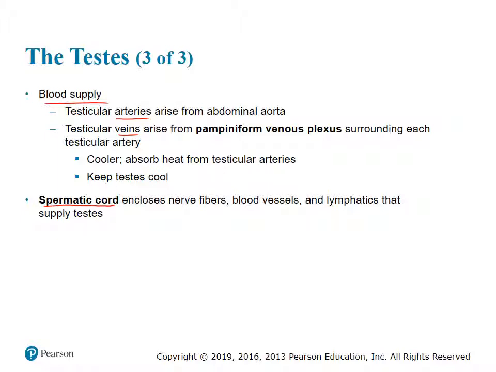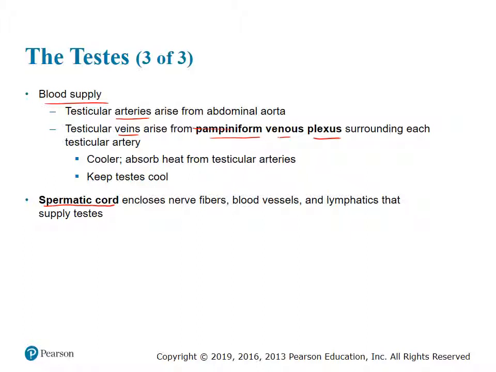So we know that the testicular arteries feed the oxygenated blood there, and the veins actually go into this network, and we call this the pampiniform venous plexus, but that's the network of veins that actually pull this heated blood, this temperature-rich blood, away from the testes and actually cools the testes down.